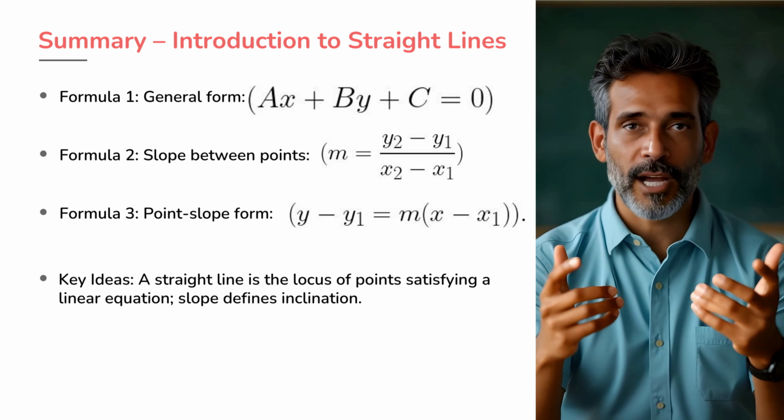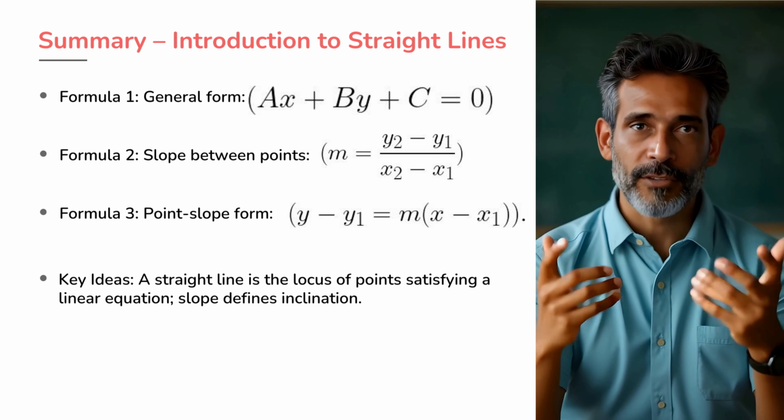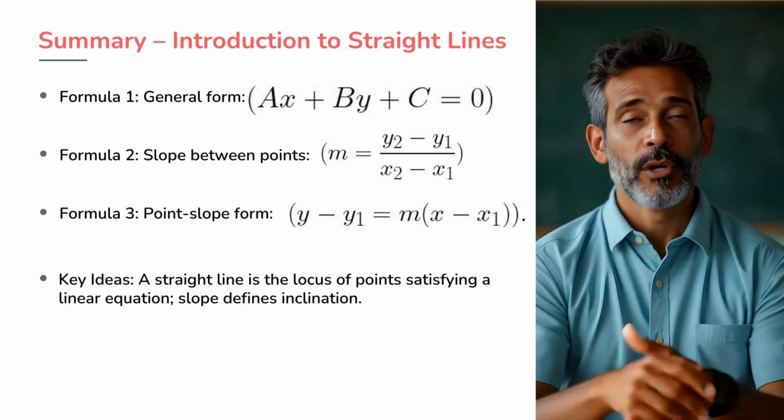Now, here's a quick challenge for you. If a line passes through the point 1, 2 and has slope -3, can you write its equation using point slope form?